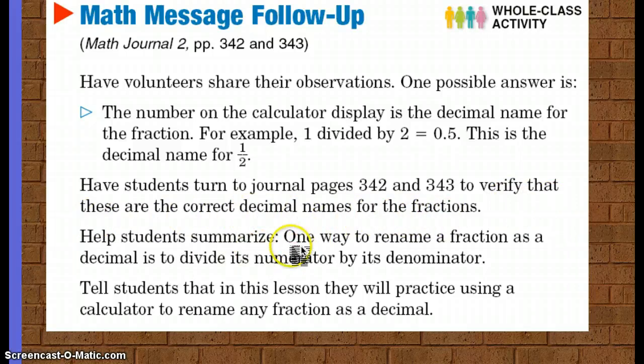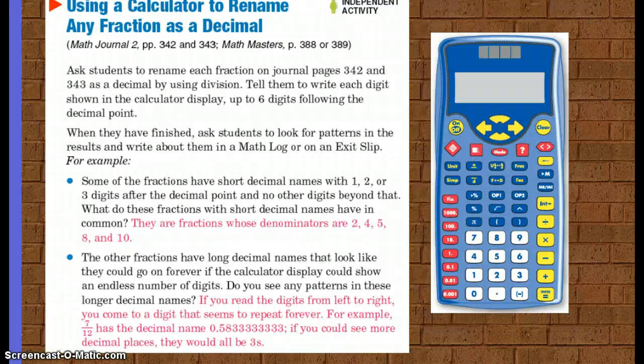Now, to help you summarize, I want you to remember that one way to rename a fraction as a decimal is to divide its numerator by its denominator. In this lesson, you're going to practice using a calculator to rename any fraction as a decimal. So to use that calculator, again, Math Journals 342, 343, the Math Master pages are there for you. You can rename each fraction on journal pages 342 and 343 as a decimal by using division. You should write each digit shown in the calculator display up to 6 digits following that decimal point.